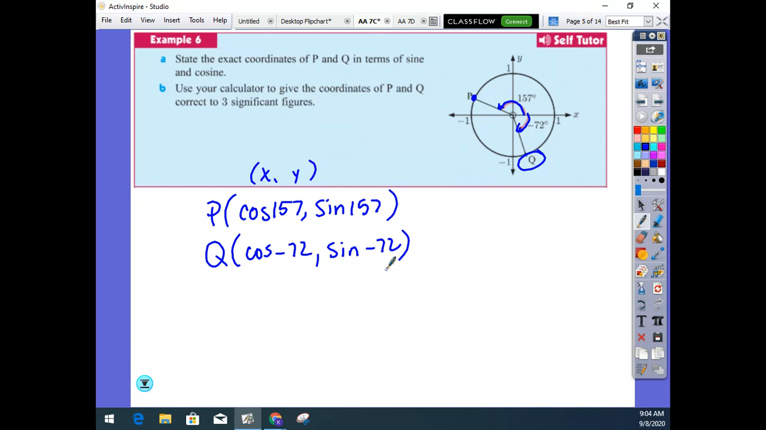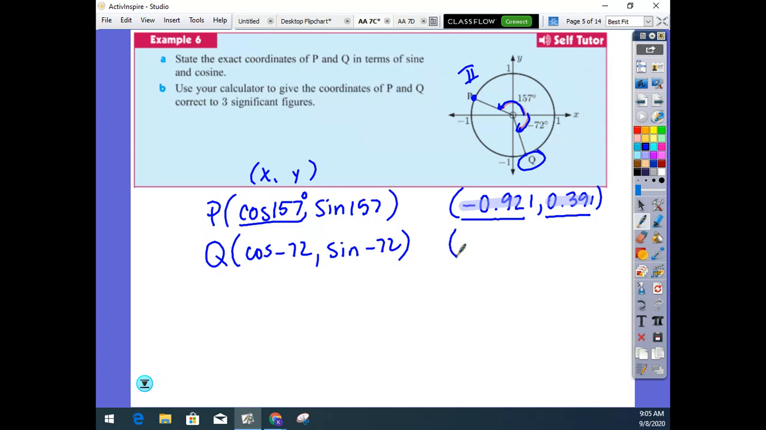Now, if you plug this into your calculator, you need to make sure that your mode is on degrees so it calculates the right coordinate point. If you want to go to 3 sig figs, cosine of 157 is -0.921, and sine of 157 is 0.391. Now, does this make sense? That cosine is negative and sine is positive. In the second quadrant, the x is negative and the y is positive. So that should make sense.